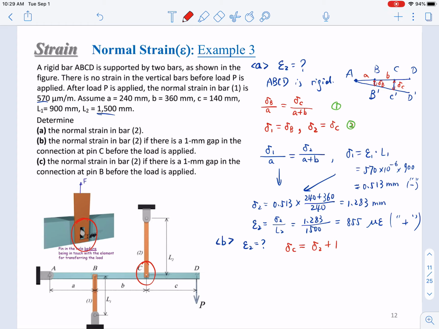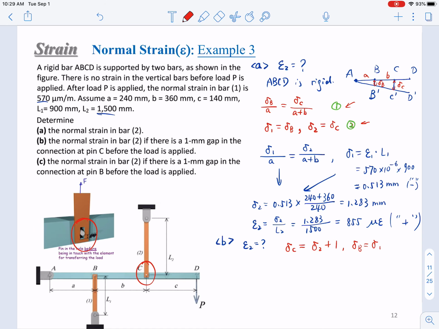Okay, so since we didn't say that there is a hole at point B, the other equation in here will still be the same. So delta B equals delta 1. And equation 1 here will not be changed, since we established this equation based on the assumption of a rigid ABCD bar. So all of this analysis in step A will not be changed apart from one equation in equation set 2.